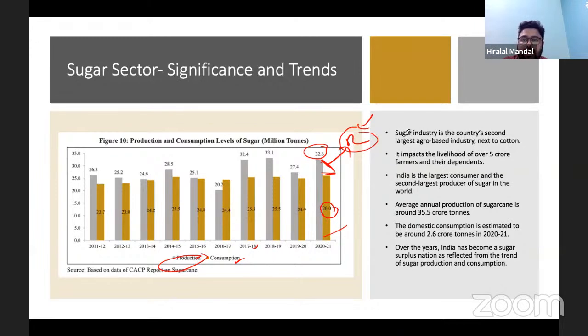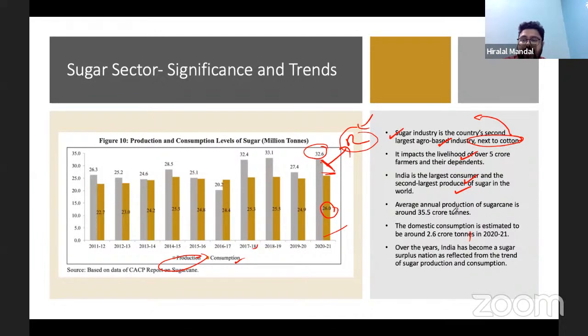In fact, if you look at the sugar industry, it is the second largest agro-based industry in the country, next to cotton. So cotton is the largest agro-based industry in the country, followed by sugar. It has huge significance in the country, largely because it provides livelihood opportunities to 5 crore population. At the same time, India is the largest consumer and second largest producer of sugar in the world. So India is the largest consumer of sugar, and it is the second largest producer after Brazil.